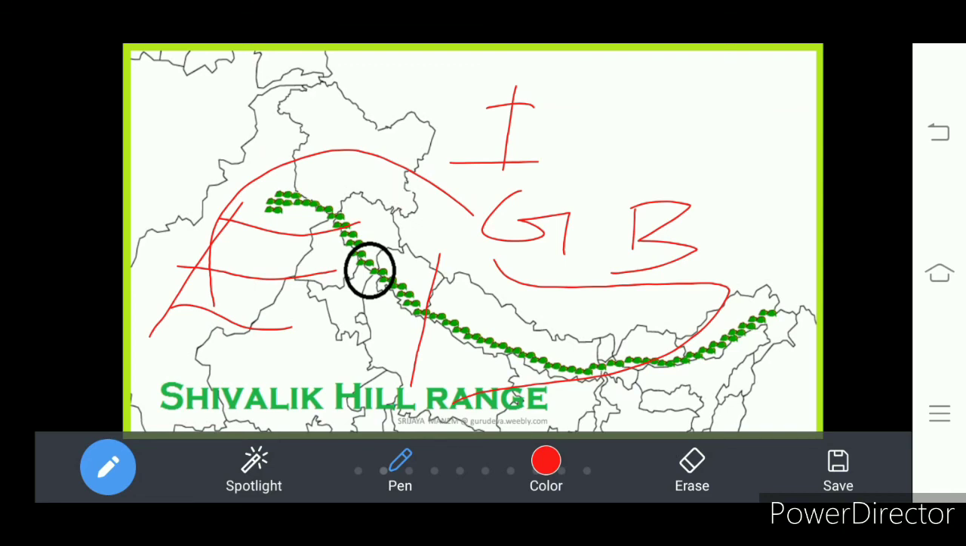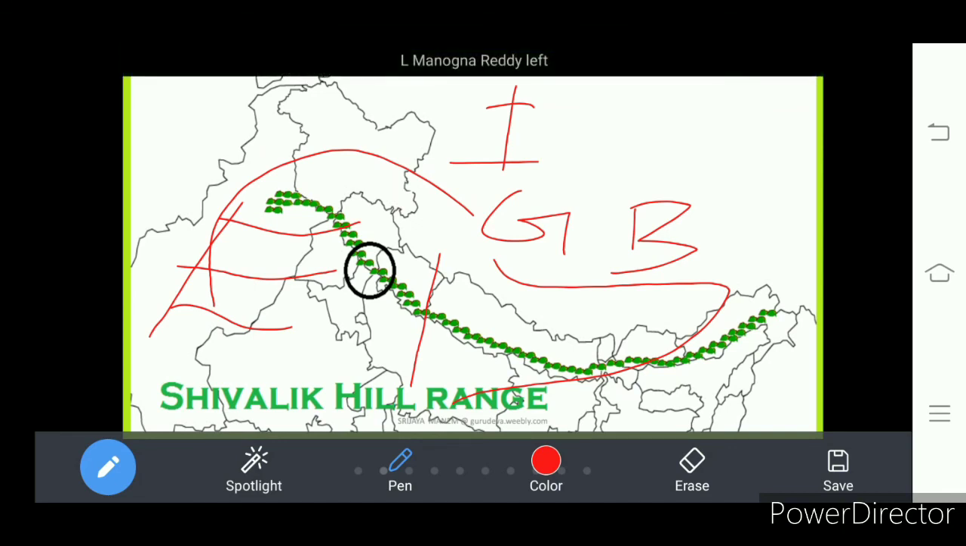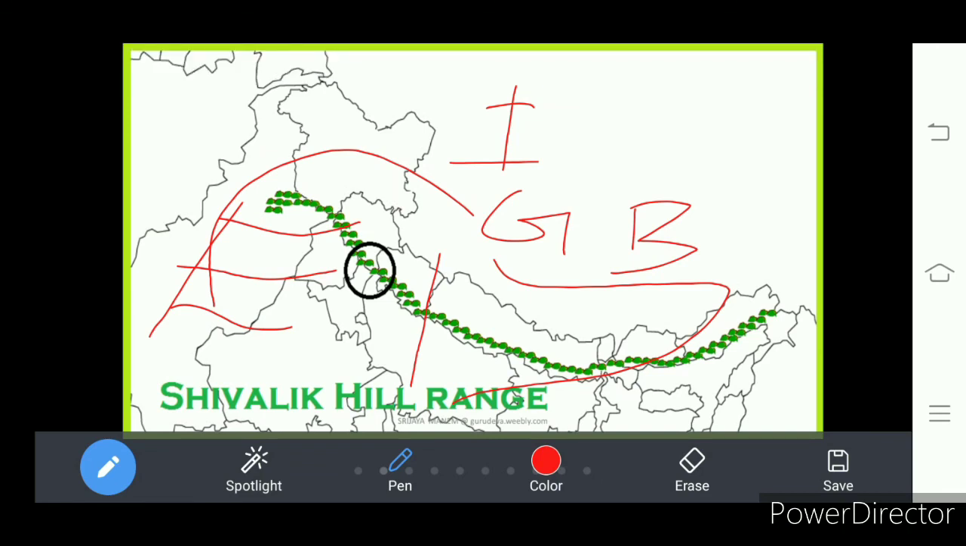And these rivers brought fine silt and deposited at the foot of the Shiwaliks that led to formation of the Indo-Gangetic plains, right? The northern plains are very fertile due to the Himalayan rivers, as Himalayas are present there. So these are the importance of the Himalayas.